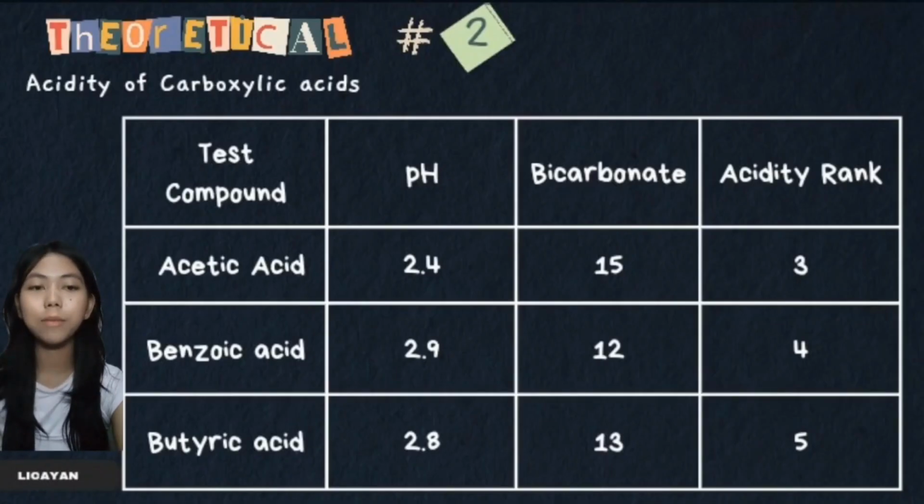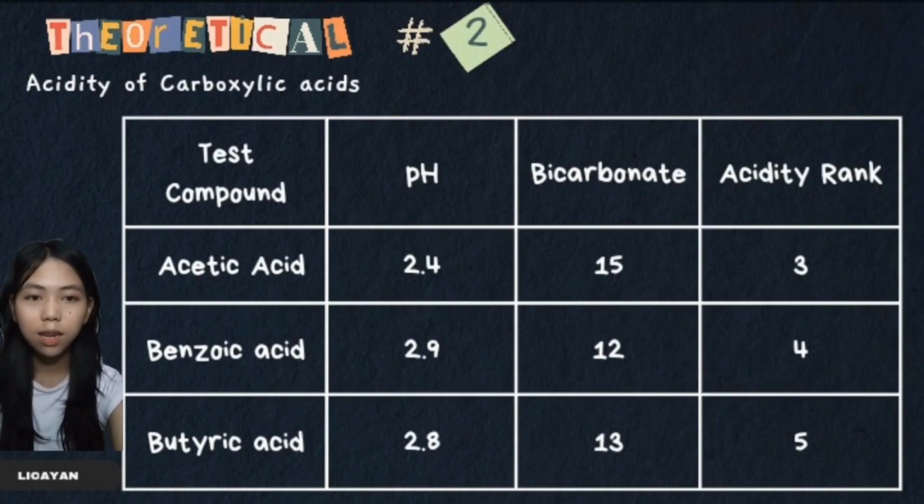And I will be reporting about the theoretical experiment on the acidity of carboxylic acids. In this theoretical experiment, it aims to determine the relative acidity of various carboxylic acids by measuring their pH level and the number of drops of sodium hydroxide, or NaOH, needed to neutralize them.